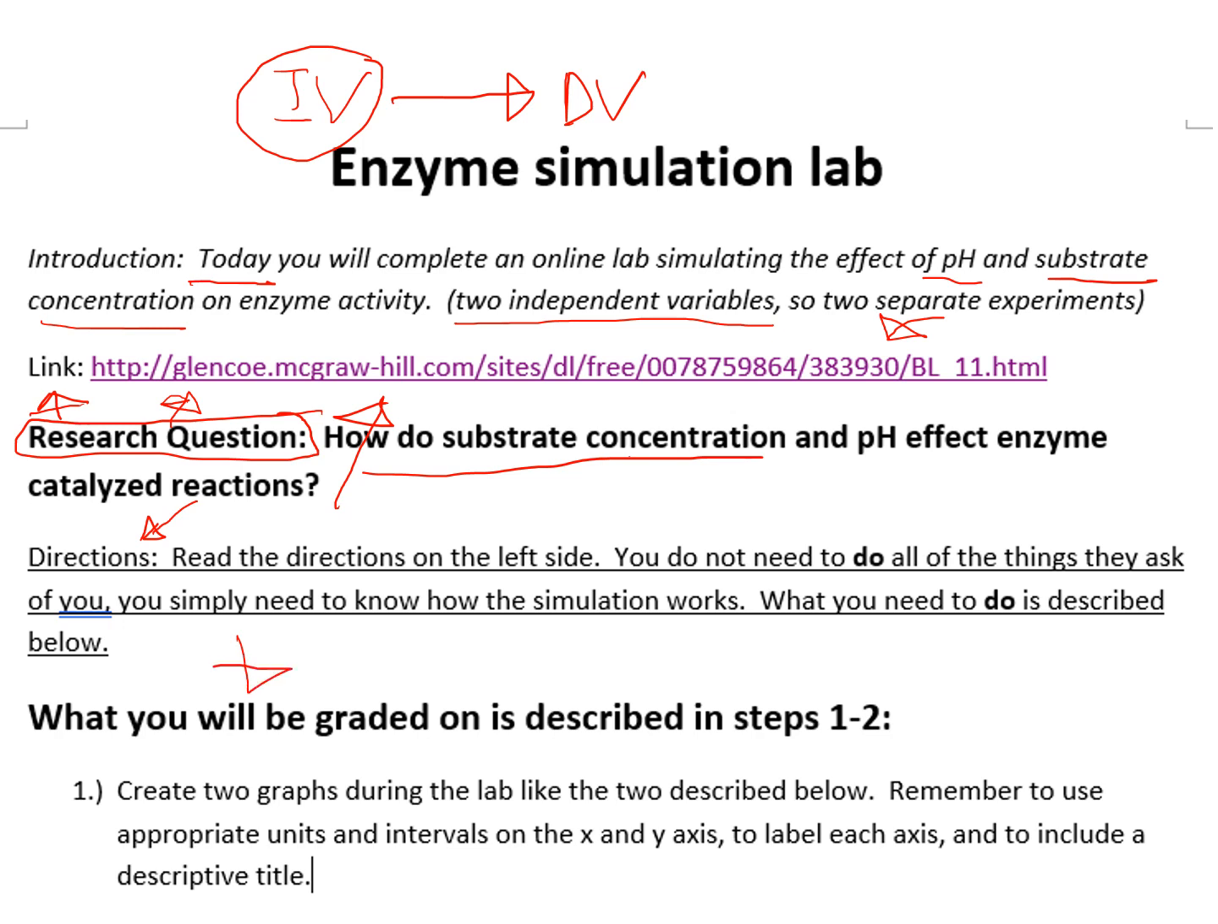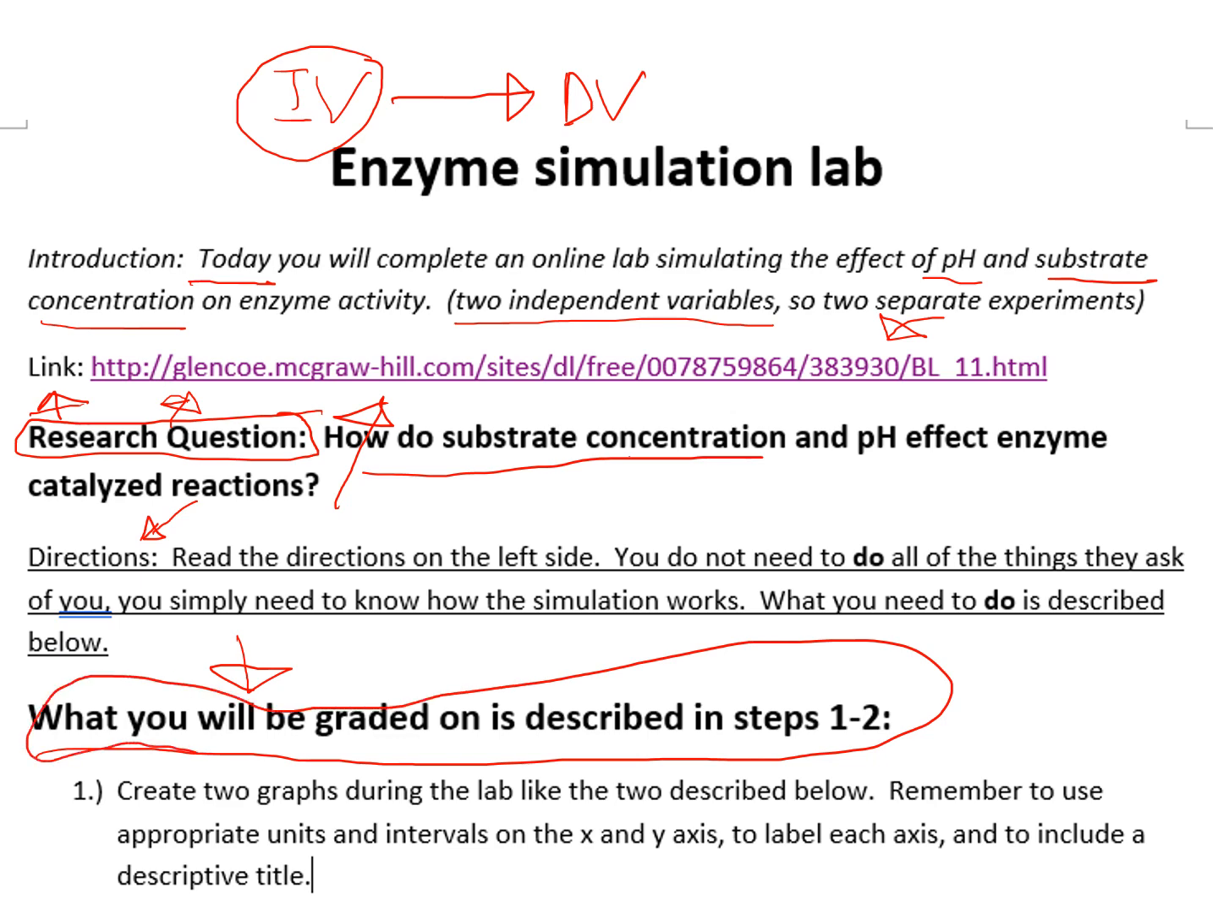So here is what you need to do, and of course, drum roll please, it's what you will be graded on. That's what we all are interested in. It wasn't that long ago I took some extra courses, so I know how you feel. You're like, just get to it, teacher. What am I going to be graded on?